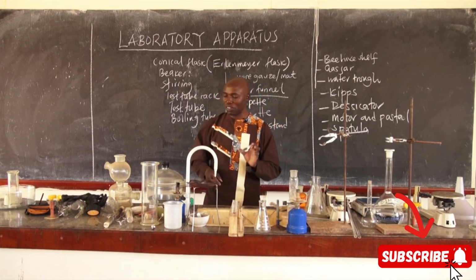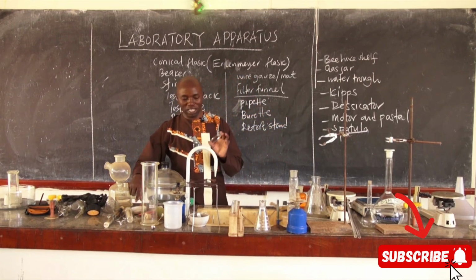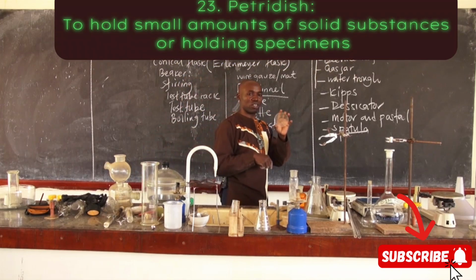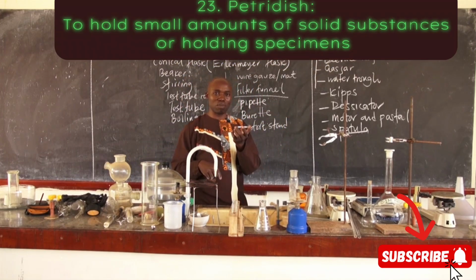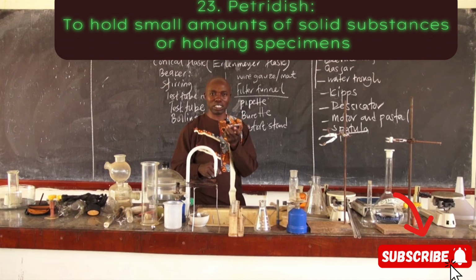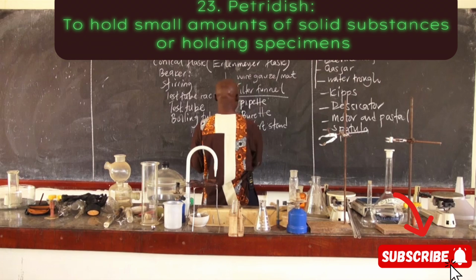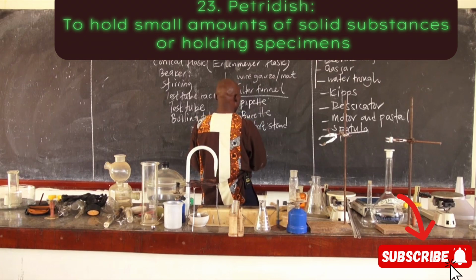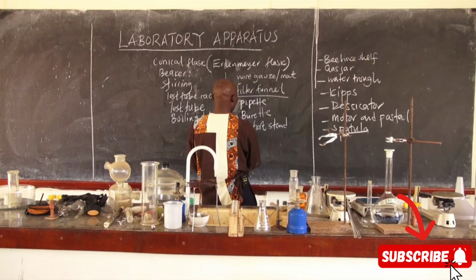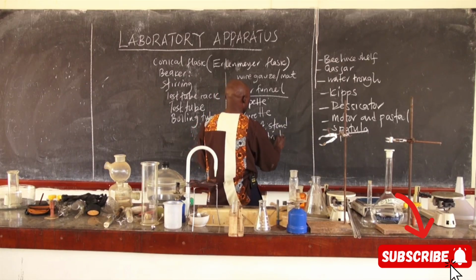Let me not leave without this. This is called a petri dish. It's normally used to contain or hold small amounts of solid substances and also for holding specimens. So a petri dish is for holding small amounts of solid substances or for holding specimens.